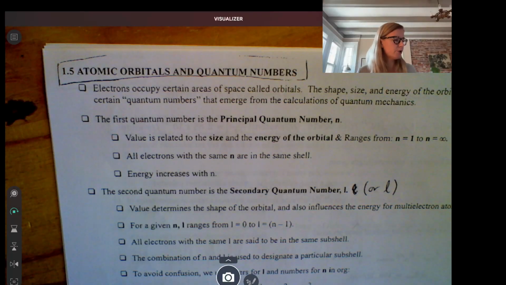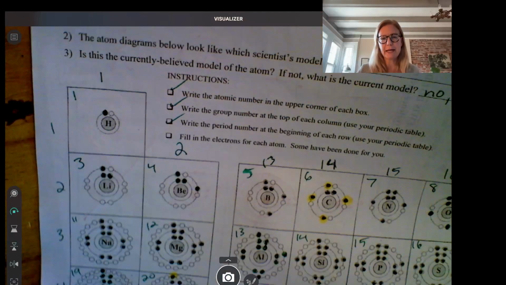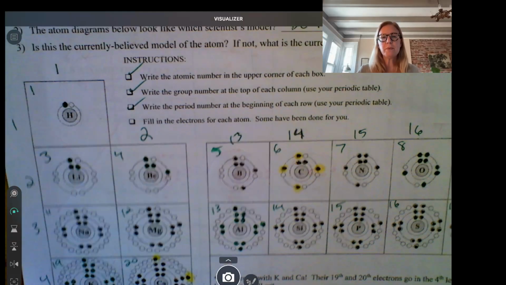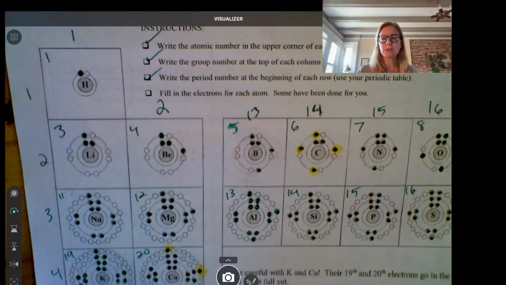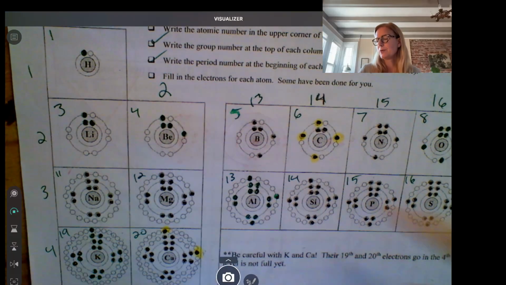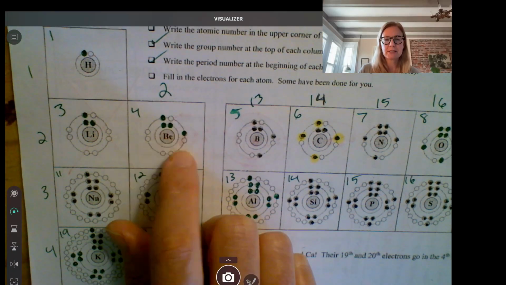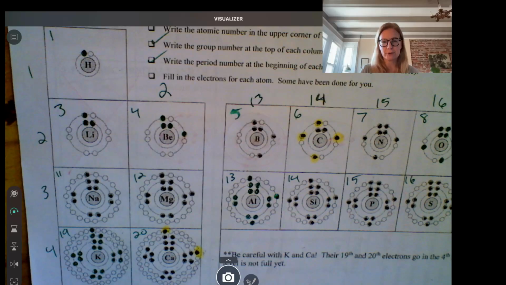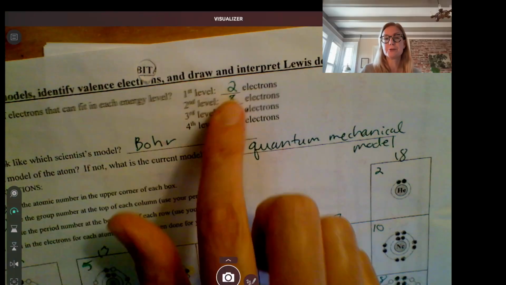So I just want to show you a couple things that are not in your packet, just to look at. Okay, this is not in your packet. Just want to show you. So you may have traditionally learned what we call the Bohr model of the atom, where there's a nucleus in the middle, and then there's these energy levels that we represent as circles or rings, that show the energy levels, okay? The first energy level can hold 2 electrons.